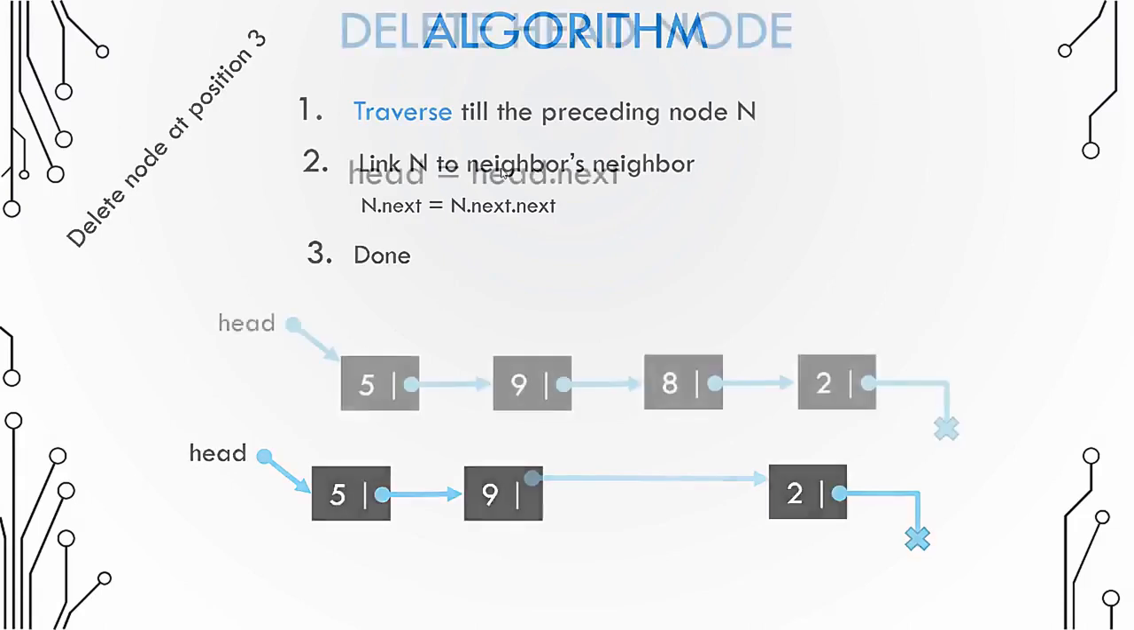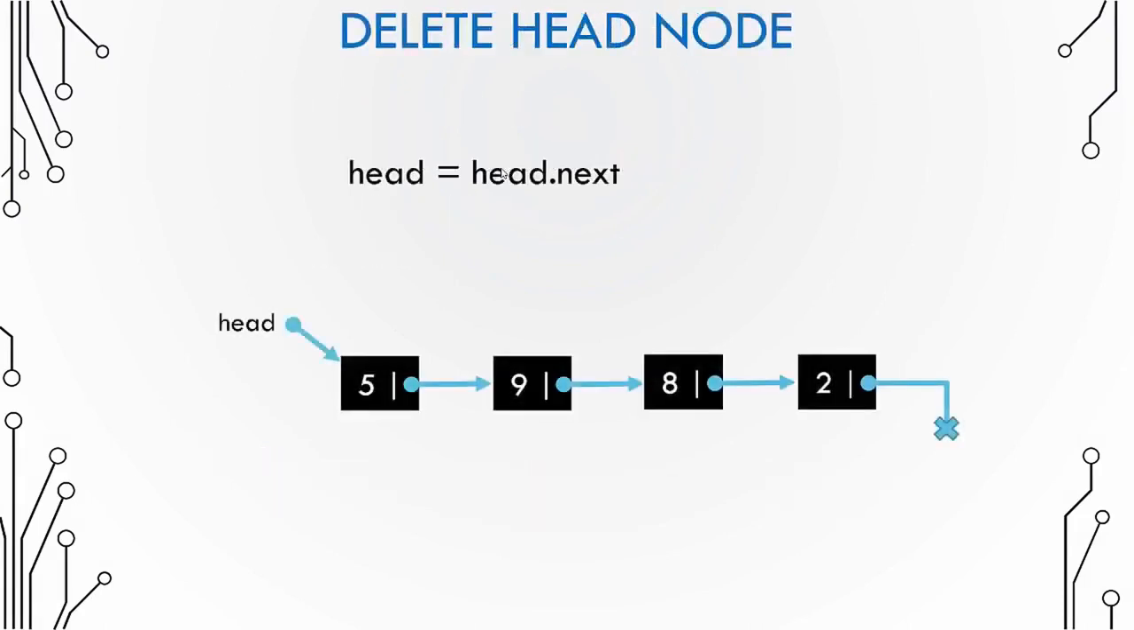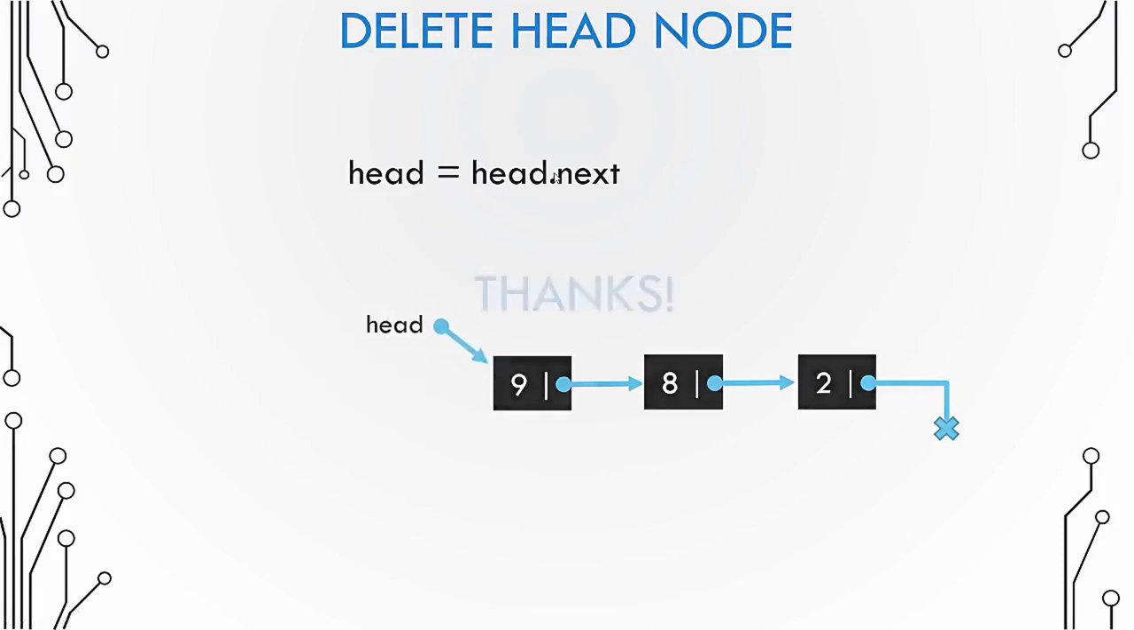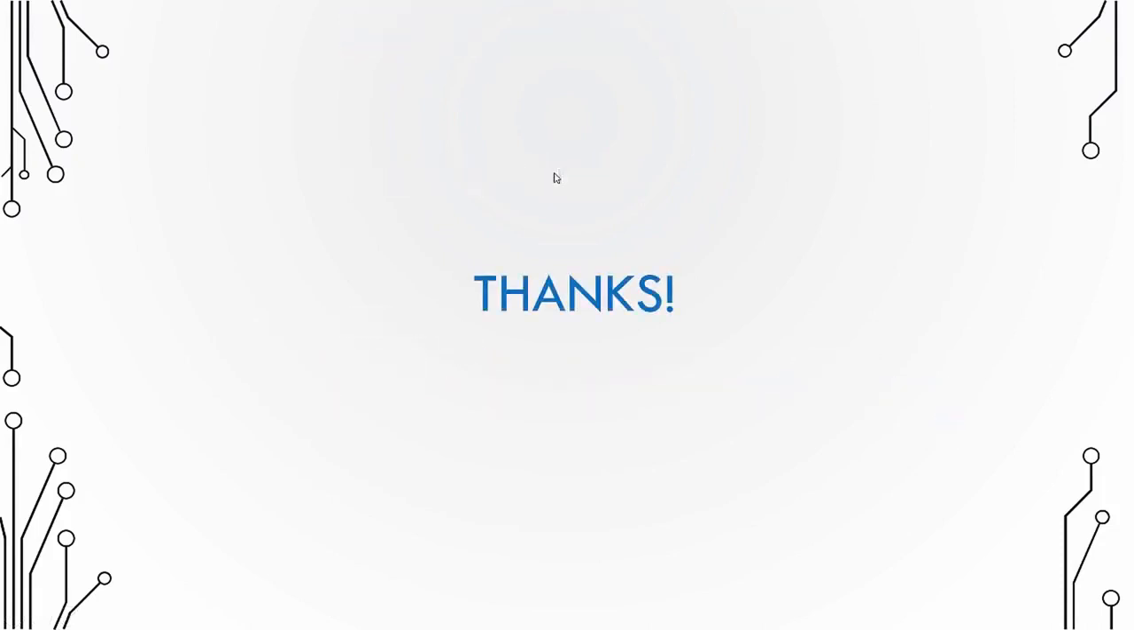Easy, right? Now what if you have to delete the head node? How would you do it? Head node is the first node. Well, it's quite simple. You just move the head pointer to point to the next node. So this statement will do the same thing. If you write head equals head.next, it means that head will shift to pointing to the next element. So deleting an element is quite easy in a linked list.